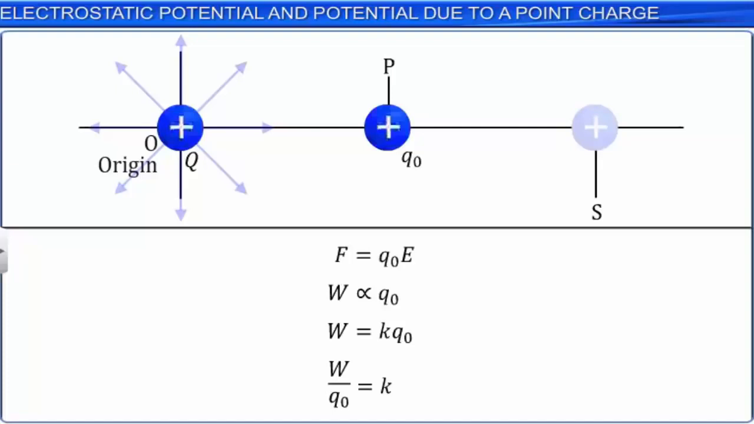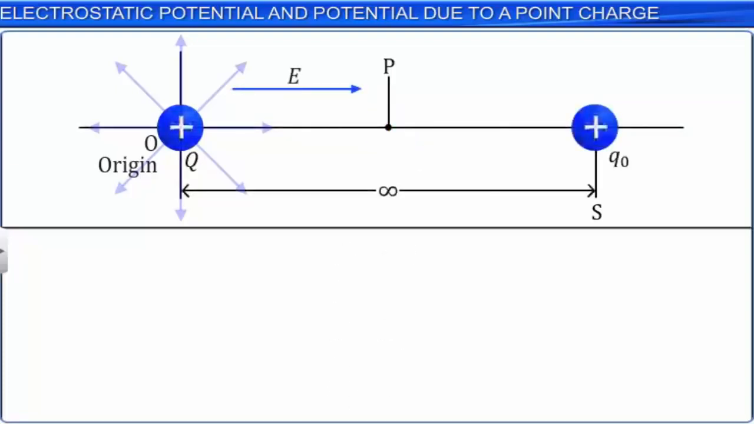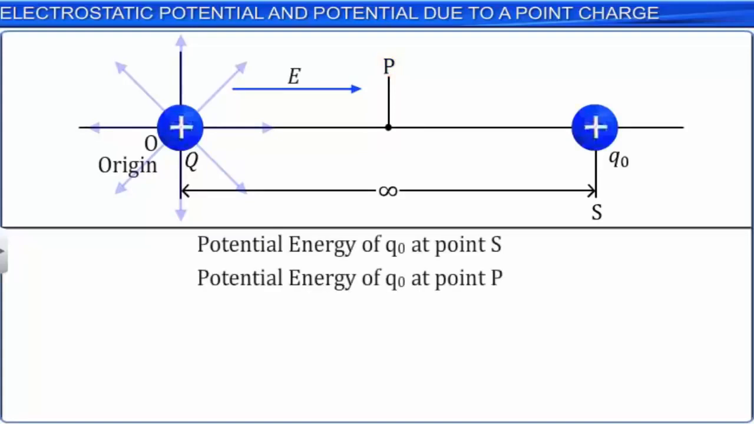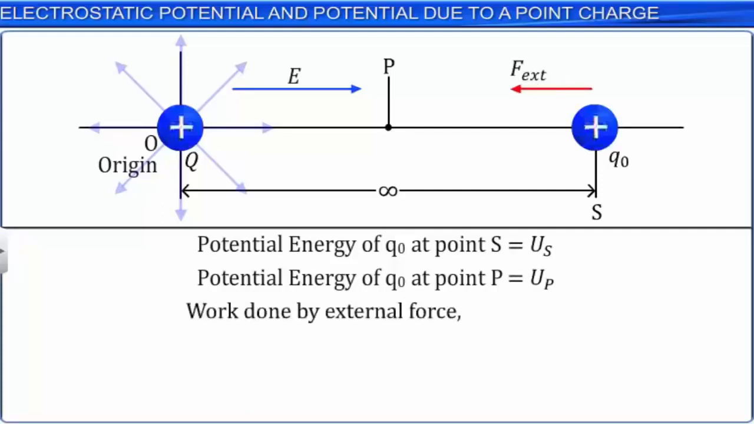Let us consider a point P between the origin and point S. Then, potential energy of the charge q naught at points S and P is US and UP respectively. We know that the work done by the external force to bring charge q naught from point S to P is expressed as WSP is equal to delta U, which is equal to UP minus US.